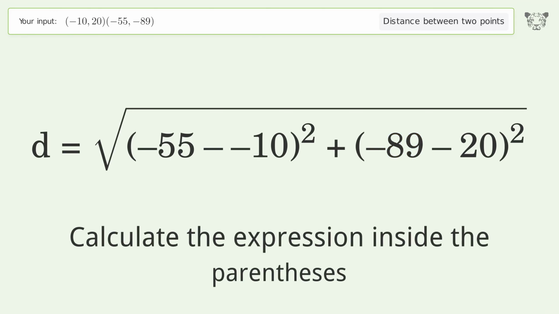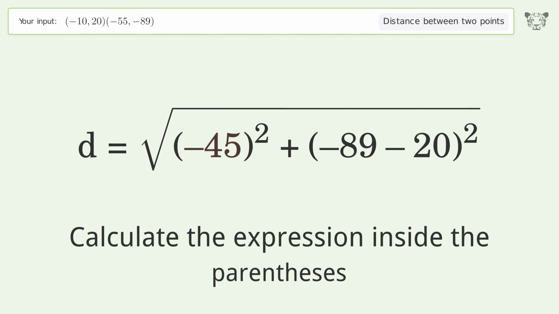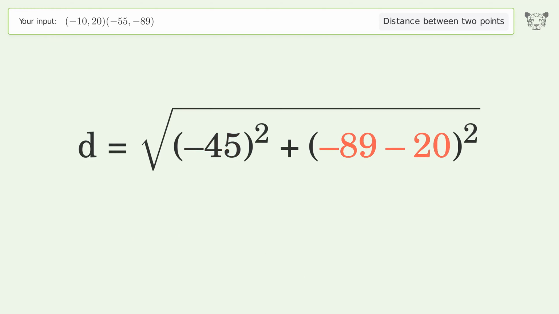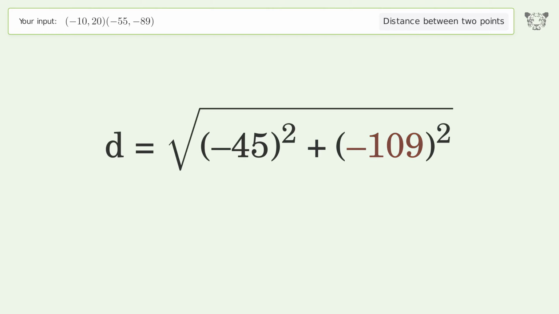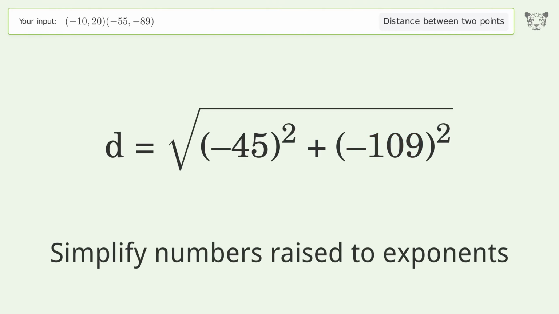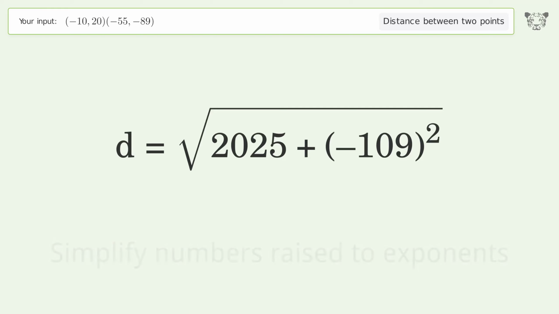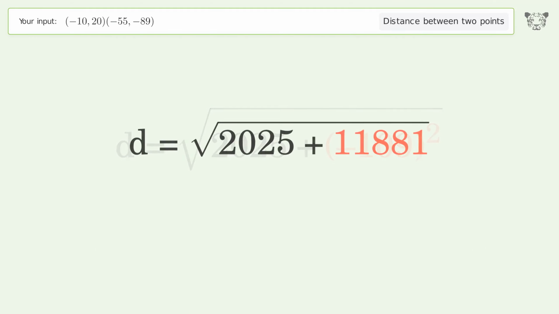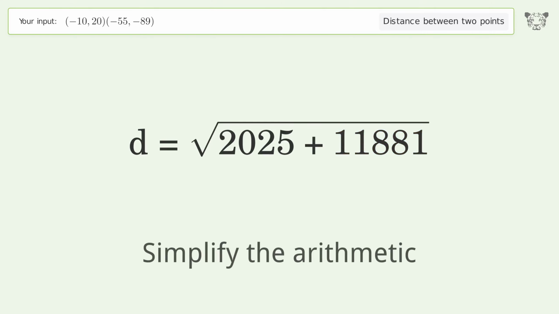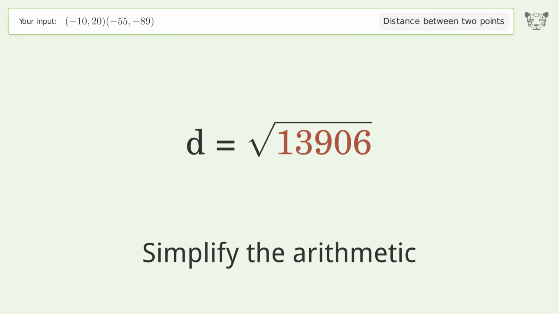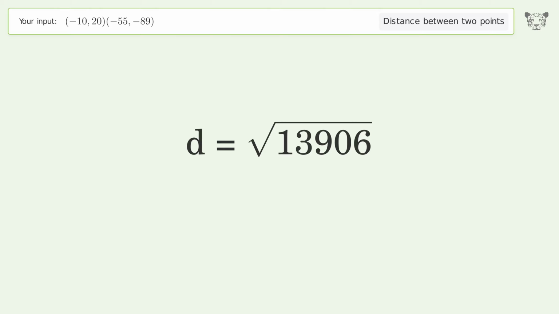Calculate the expression inside the parentheses. Simplify numbers raised to exponents. Simplify the arithmetic. And so the distance between the two points is the square root of 13,906, or 117.924.